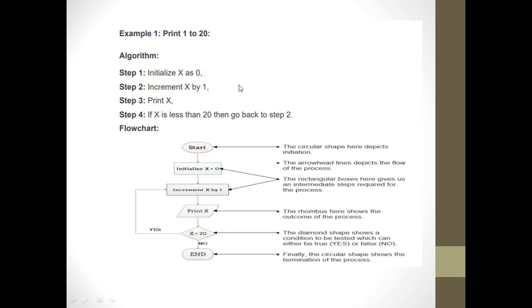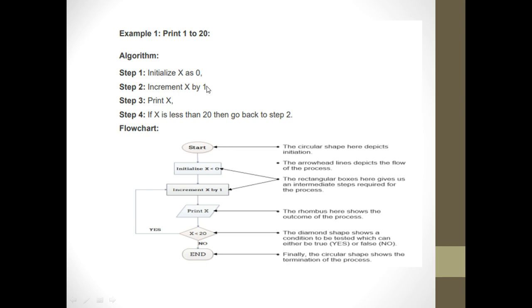Consider another example. If I want to print the numbers from 1 to 20, it does not make any sense to write print 1, print 2, print 3. So instead, what I will do here is I will initialize a value x as 0. And then I will increment x by 1. I will print x. So now x is 1. Here, I am checking if x is less than 20. If x value is less than 20, yes, it will be less than 20. Then go back to step 2.